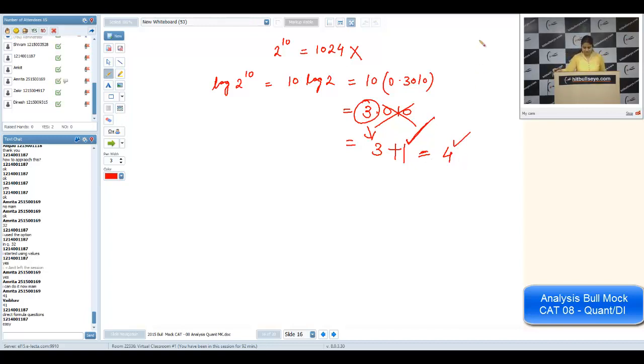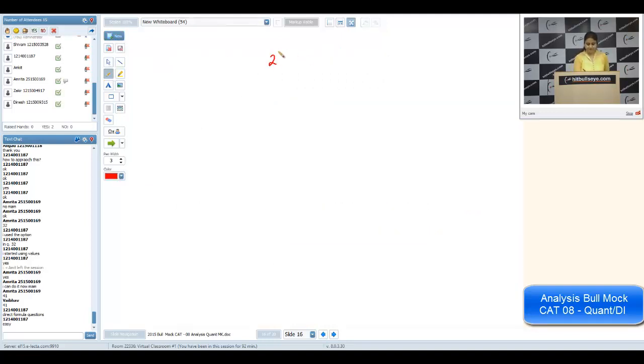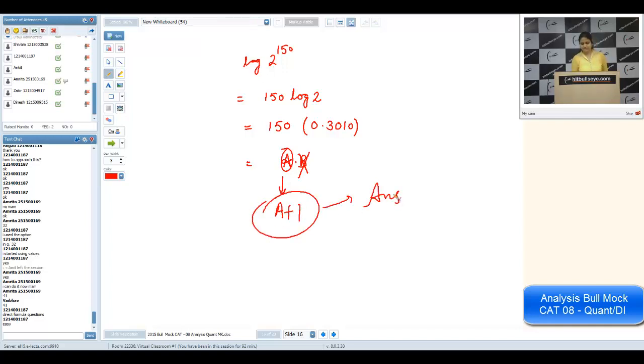I come to the original question. It was, I think, 2 raised to power 150. Once again, we will calculate its log. We can write it as 150 log of 2, where log 2 is 0.3010. Now you will calculate it. Let it come out to be A point B. We will not take point B. We will take this A, the integral part, and add 1 to this, and this will be the answer in this case. Is it okay, Vaibhav and Amrita?